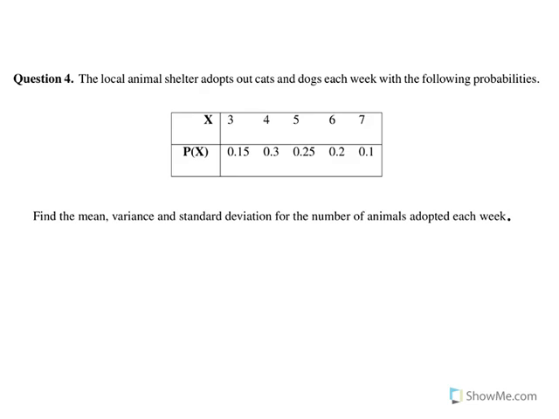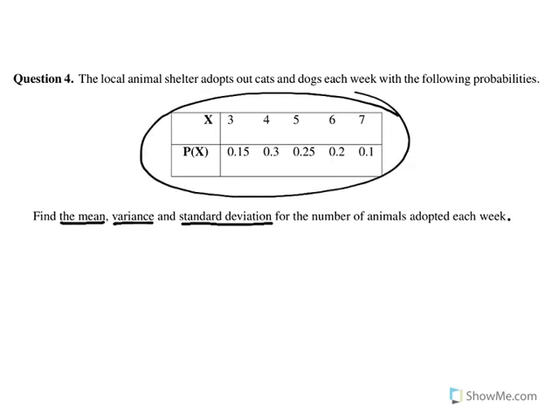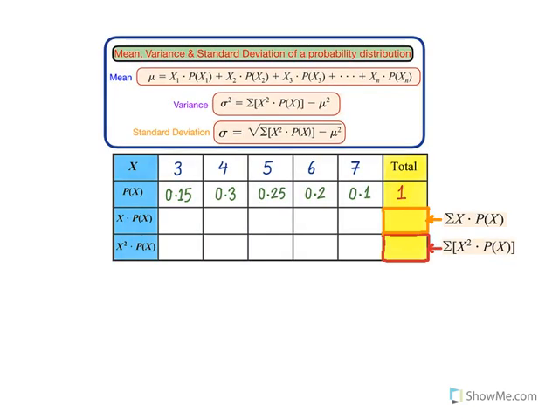So the question is to find the mean, the variance, and the standard deviation for the number of animals adopted each week. So of course you have to use this discrete probability distribution table. I'm going to copy it on the next page. But I'm going to do something a little different because we need to do the mean, the variance, and standard deviation. So here, I remind you of the formulas for the mean, for the variance, and for the standard deviation.